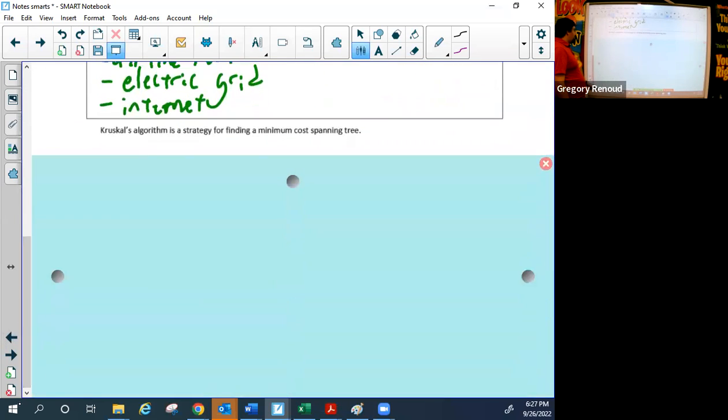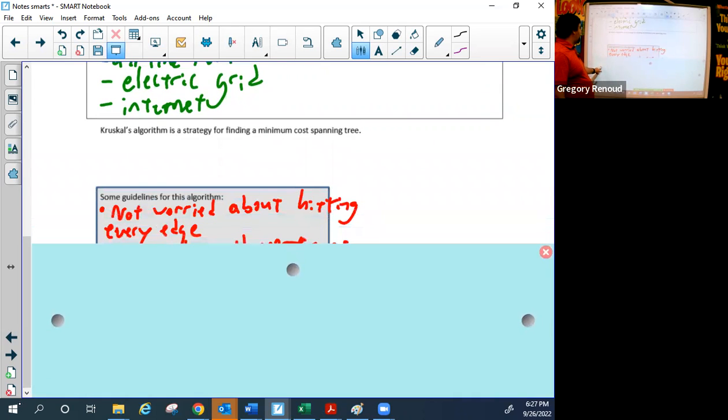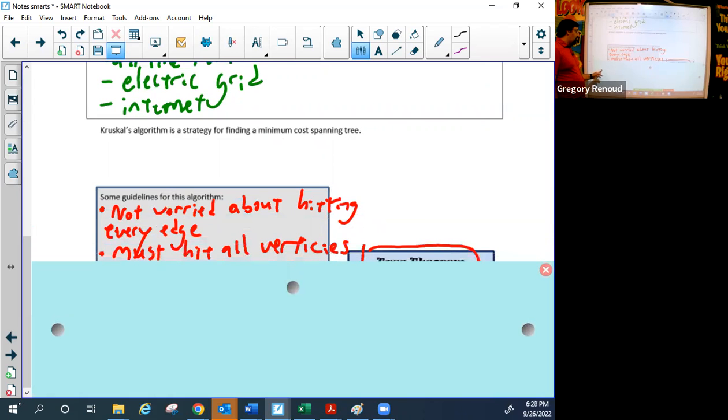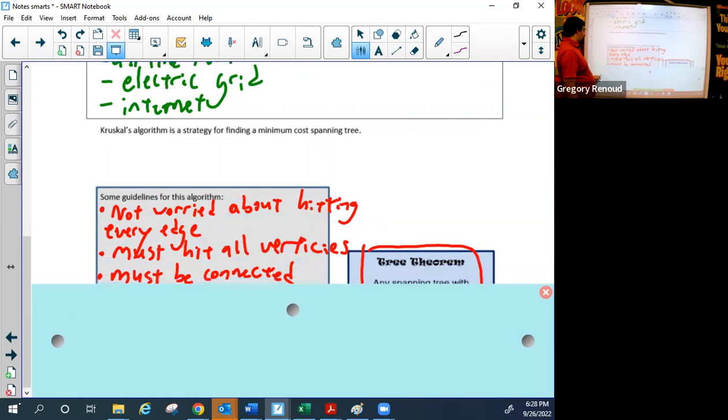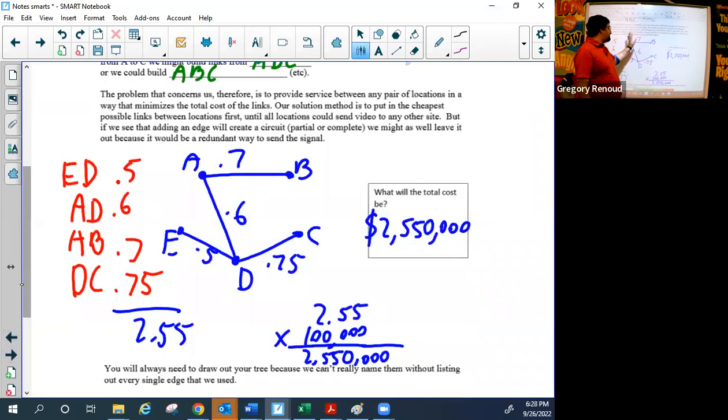So let's talk about the strategy for Kruskal's algorithm. Not worried about hitting every edge. Notice in the last problem, we did not use every edge. However, we did need to hit all the vertices. So that was important to make sure our tree hits every single vertex. Must be connected. We saw that after we drew it separately. This is all one piece. There's not two separate pieces here.